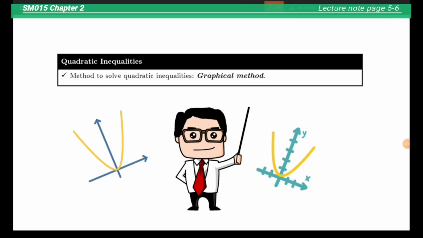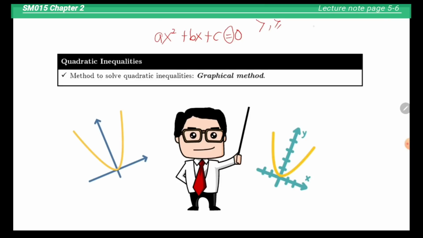Now, let's look at quadratic inequalities. What are quadratic inequalities? We know that a quadratic equation is in the form of ax squared plus bx plus c equal to 0. For quadratic inequalities, we only need to change the sign to greater than, greater than or equal to, less than, or less than or equal to. There's only one method that we can use to solve quadratic inequalities, which is the graphical method. Now let's check out the examples that we have here.